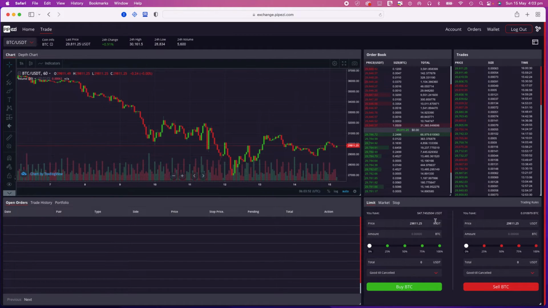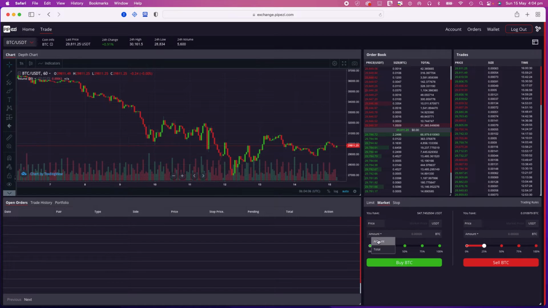29,811 USDT is the price. I've got 547 of them. So let's say I just want to buy $250 worth. So I can say, okay, at a market order, I need to select how much Bitcoin I want to buy, but it's a bit challenging if I say I want to just buy $250 worth. I have to play around a bit with this and say, okay, what is 25%? No, it's not quite there yet. If I go 50%, so I need to look a little bit at what is 50% of my amount.